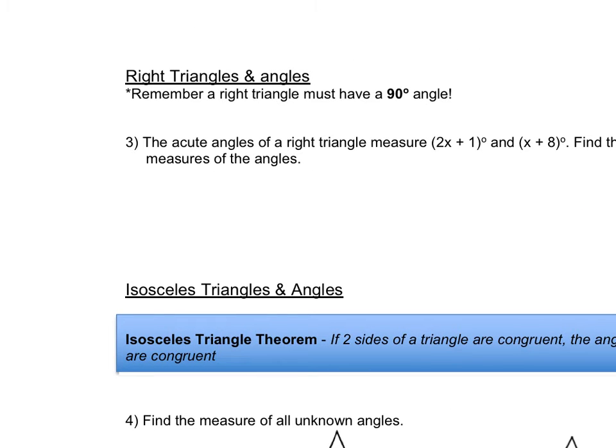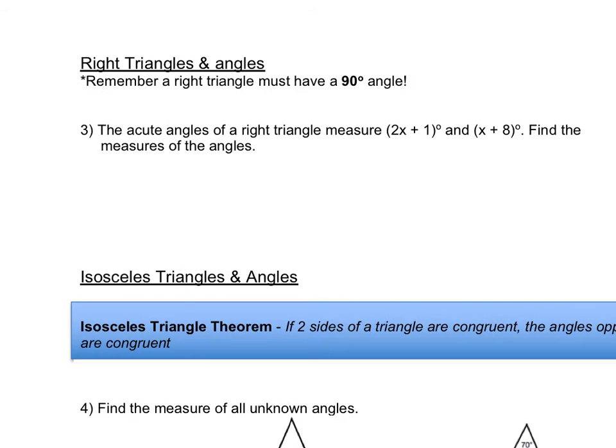Right triangles and angles. Please, please, please remember that a right triangle must have a 90-degree angle. So in some of these examples, you're going to see that it will just say, oh, I have a right triangle, or the acute measures of a right triangle measure this. Please make sure that you remember that a right triangle has a 90-degree angle. So let's read question number 3.